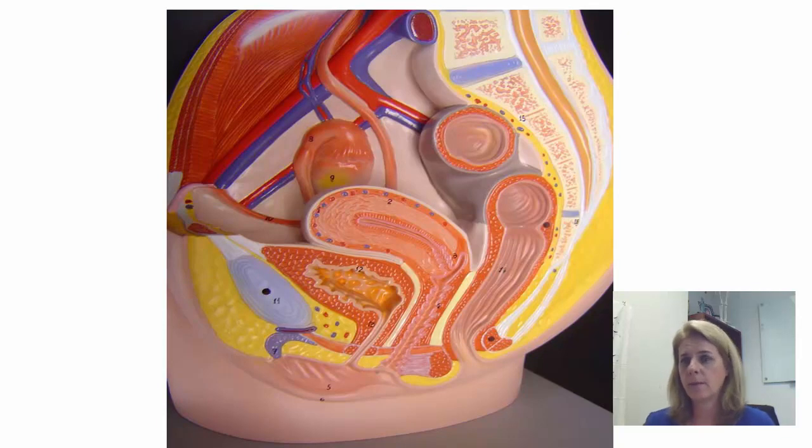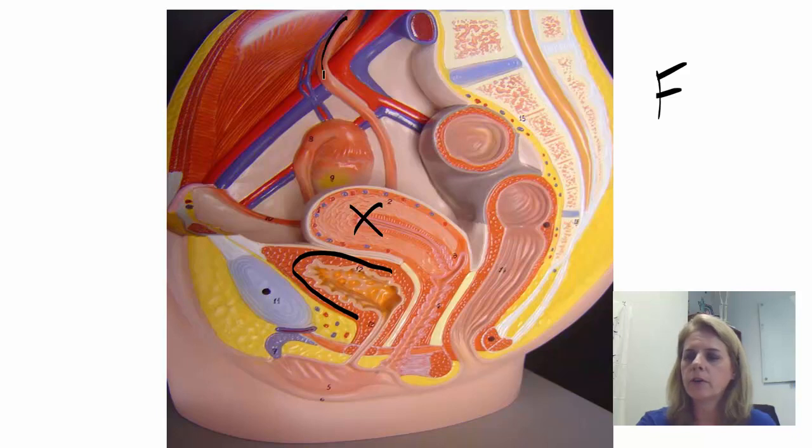So this is a what? This is a female. And so this is the bladder, correct? No, that's the uterus. So here's your bladder right here. Okay, here's the ureter coming down, and then this tube is the urethra.